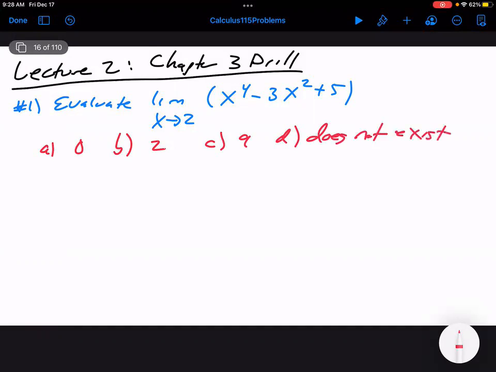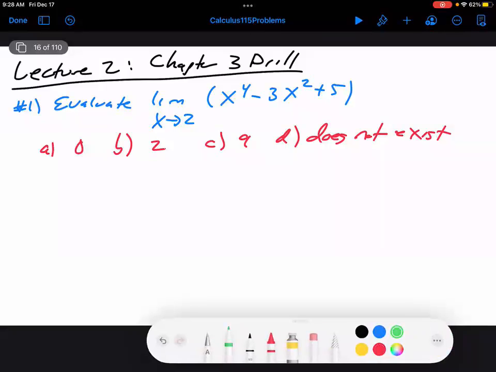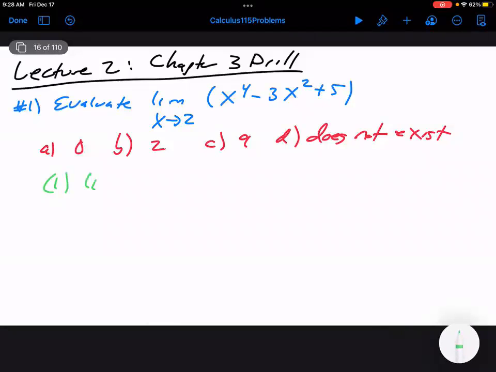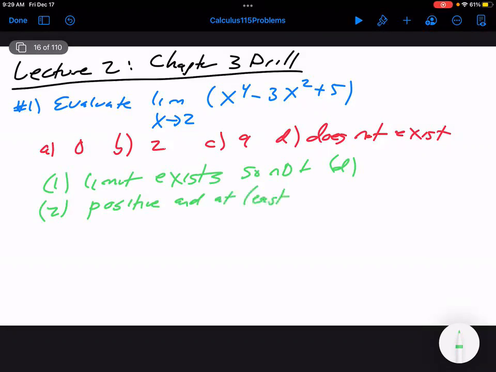Now for this problem, it's actually not too bad. It's clear by looking at it that the limit exists and you just plug in x equals 2. So you could evaluate it that way. If you also do a little bit of thinking and just try to reason, you notice one, the limit exists, so not D. And then two, when you plug in x equals 2, the x to the fourth should be bigger than the 3x squared. So it's probably positive and at least 5. So that means it should be C.